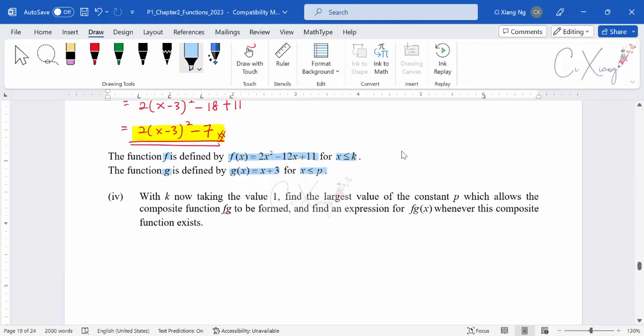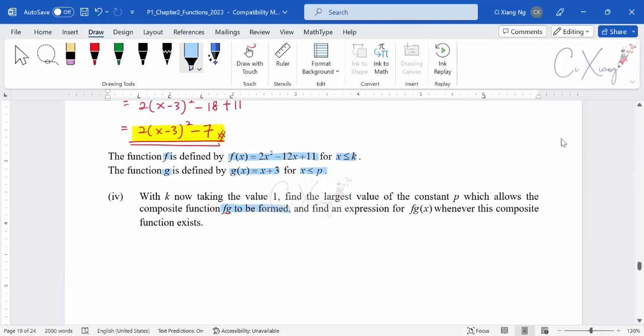So we already skip part 2 and part 3. We focus on part number 4. For part number 4, they are saying that k takes the value 1. Find the largest value of the constant p, which allows the composite function to be formed. So they want to form the composite function fg. What is the value of p?